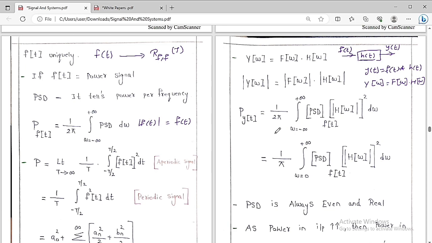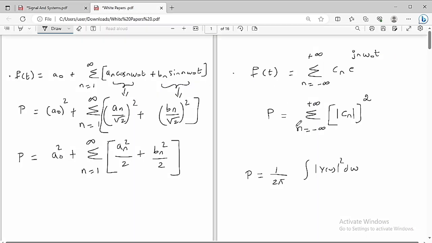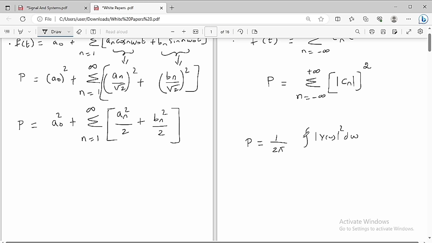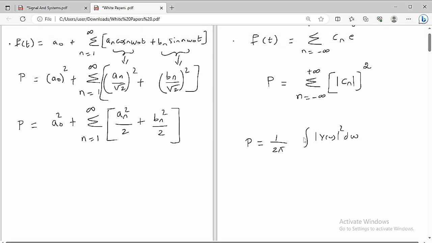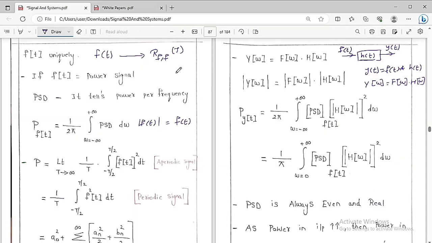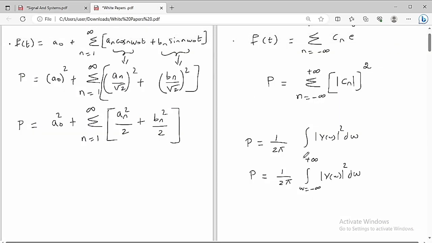I have already told you what the power expression in the frequency domain is. We have just discussed it, right? Either the energy or power, it is 1 by 2 pi integration over omega equal to minus infinity to plus infinity of mod of y of omega whole square d omega. Whether it is energy or power, the formula is the same.